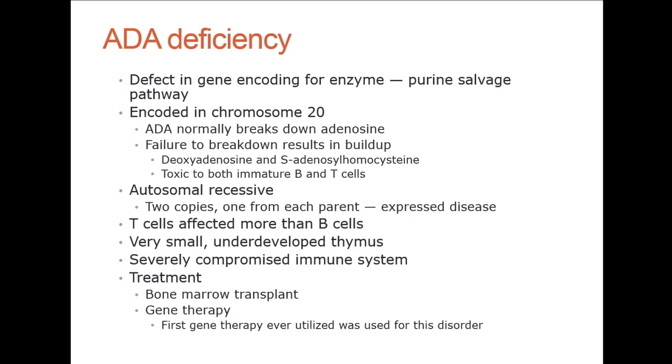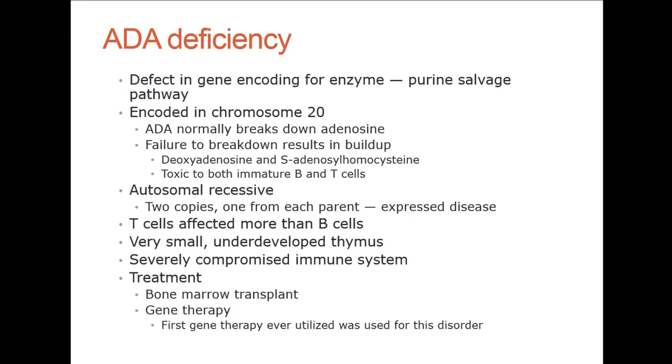ADA is a defect in the gene encoding for the enzyme in the purine salvage pathway. We see this with chromosome 20. And ADA normally breaks down adenosine. With this, we see the failure to break that down, which results in a buildup. This is toxic to immature B cells and T cells.